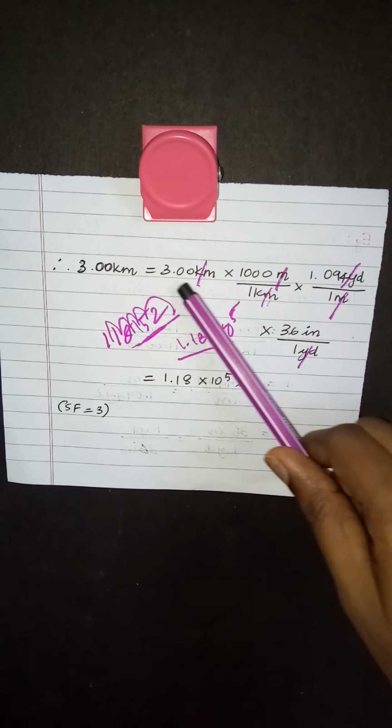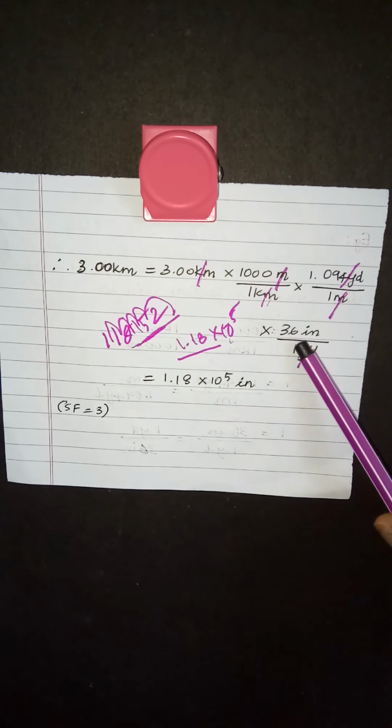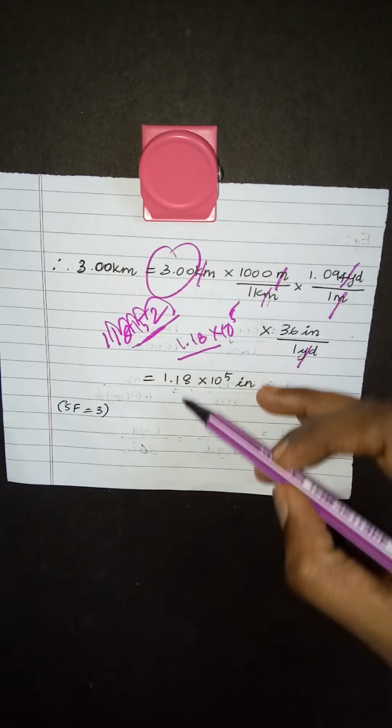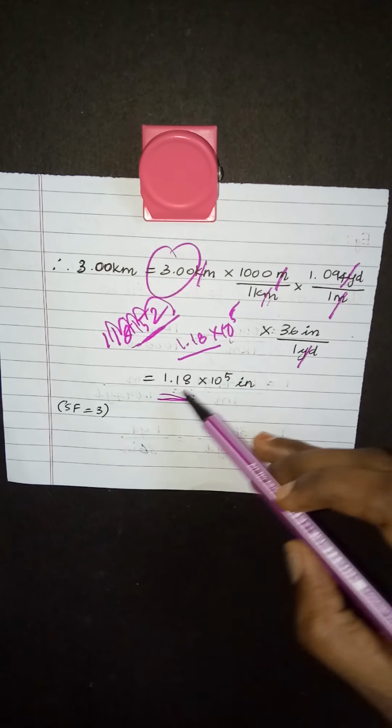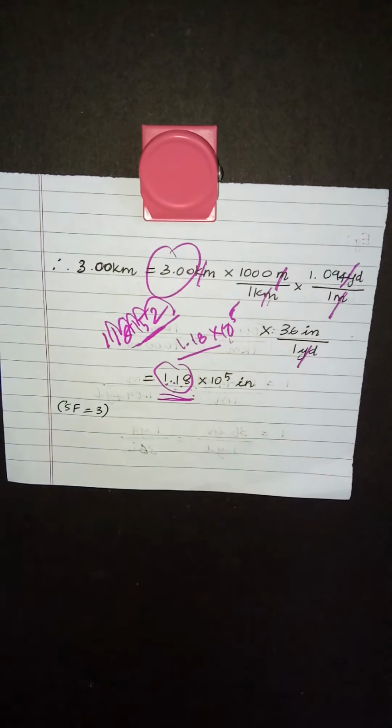See, here we have 3 significant figures, here we have 4, here we have 4 again and 2. So the least is 3. So you're reporting the answer in 3 significant figures. So you have 1.18. So there are 3 significant figures just as in the least in the question. So this is how we use unit factors to convert one unit into another unit.